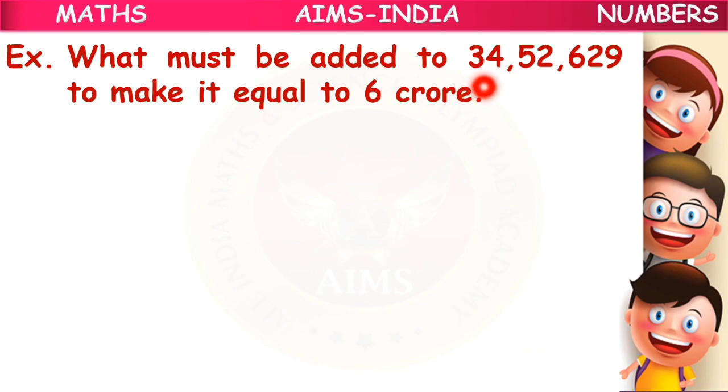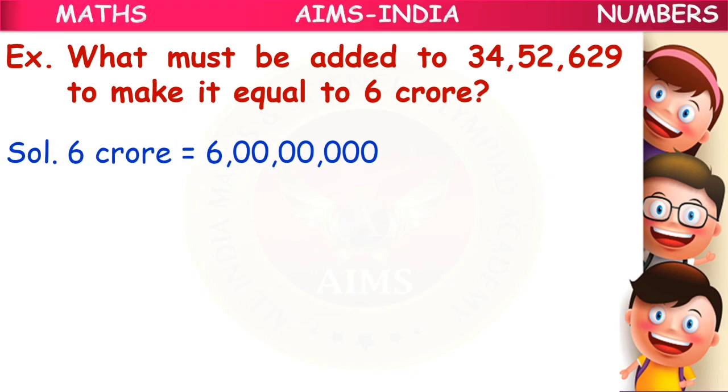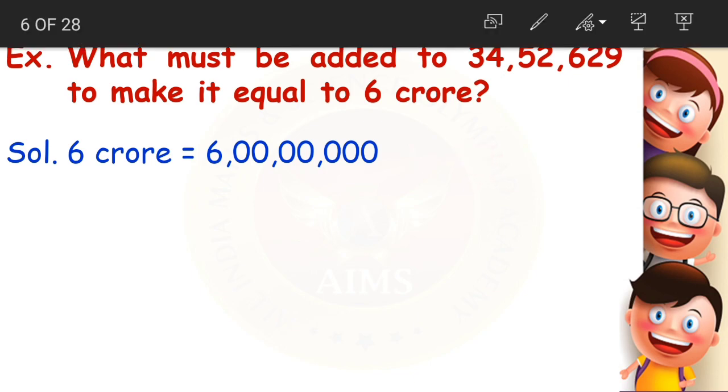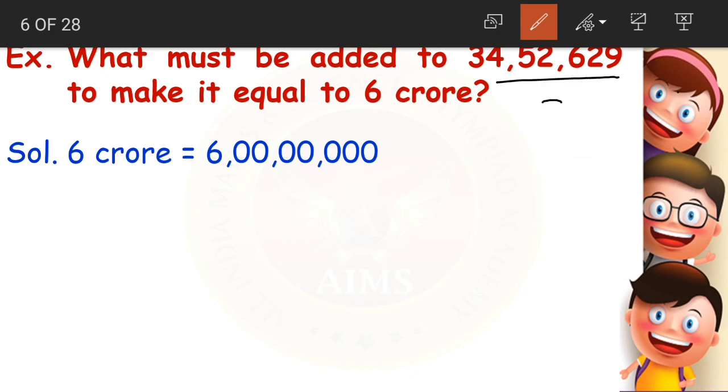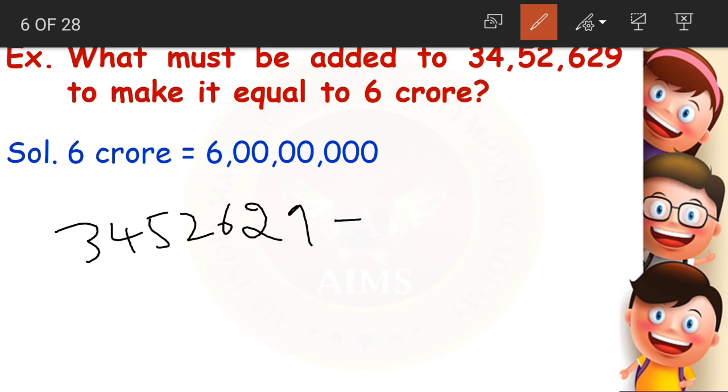What must be added to 34 lakhs 52,629 to make it equal to 6 crores? What are they asking? What should be added to this number 34 lakhs 52,629 to make it equal to 6 crores? We are having this number here. 34 lakhs 52,629 and I have to add some number which I don't know, and the answer should be equal to 6 crores.